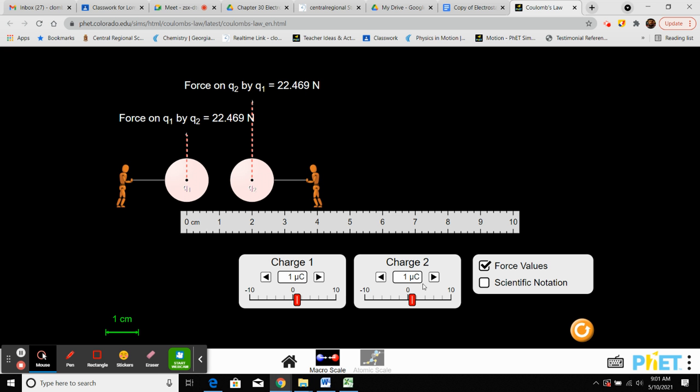Okay, so let's go back to this. What if I doubled one, the force doubled. If I double both of them, what should it be, do you think? So I doubled the first charge, and it's 44.938. And when I quadruple this one, I increase this by 4 times, I get this number, 89.876.